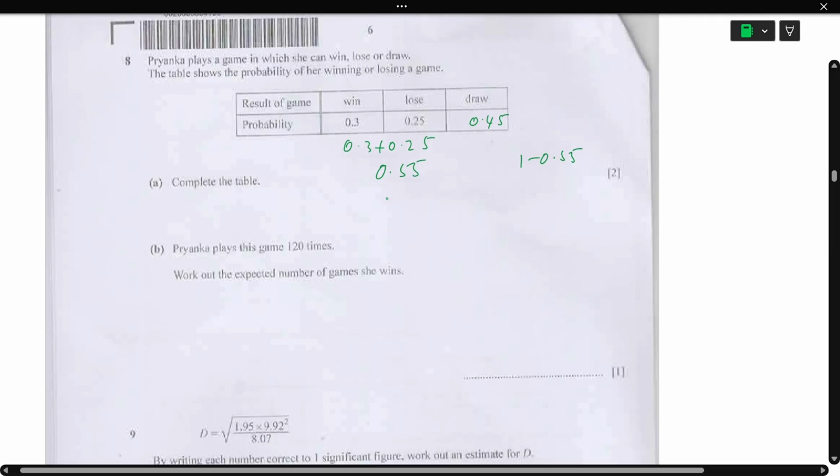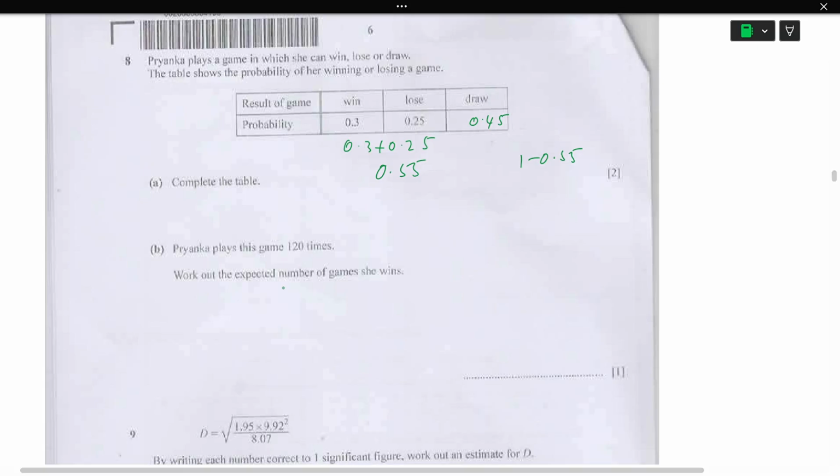Next, we're done with the first part. Priyanka plays the game 120 times. Work out the expected number of games she wins. She wins with probability 0.3. So 120 times 0.3, which is 36.